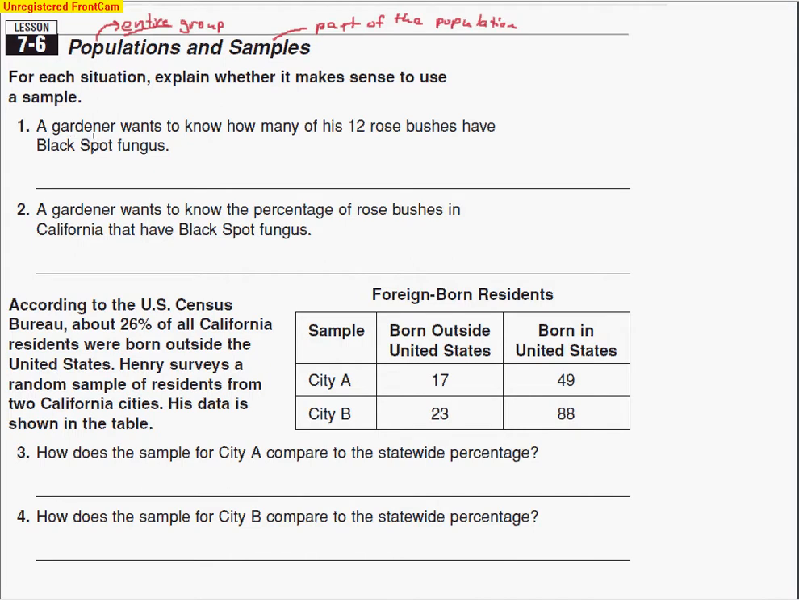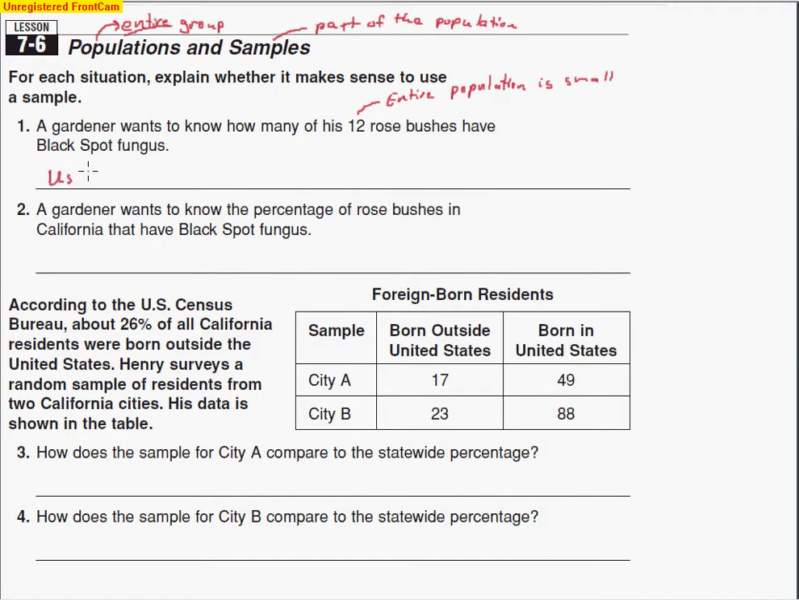It talks about a gardener who wants to know how many of his 12 rose bushes have this black spot fungus. And so would we want to use a sample of his 12, or do we want to check out his whole population? And his whole population is 12. So we'll say that 12 represents the entire population. So all the rose bushes that he has is only 12. Well, since this number is small, so entire population we'll say is small. It's only 12.